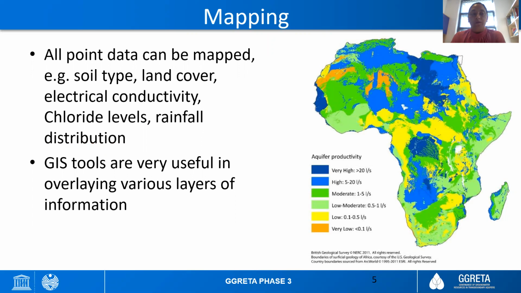When we refer to mapping, we know that all point data can be mapped. So as long as you have coordinates for your sampling point, whatever data you collect can be put on a map. Examples of these: soil type, land cover, electrical conductivity, chloride levels, rainfall distribution. And we know that GIS tools are very useful in overlaying various layers of information.